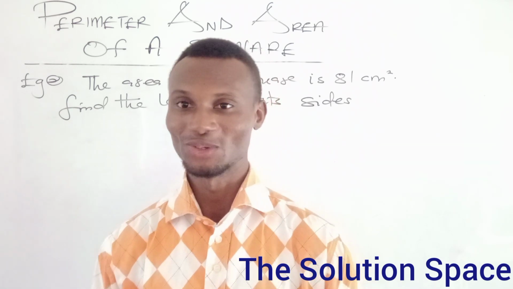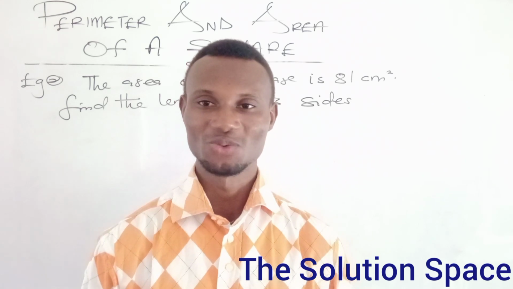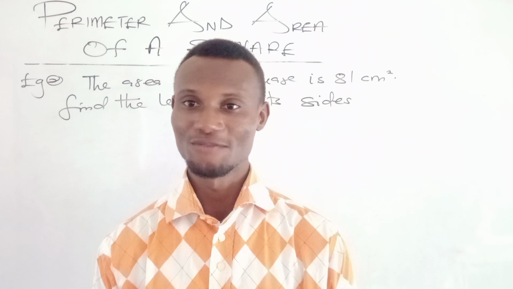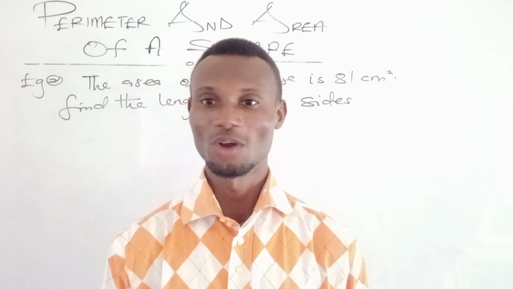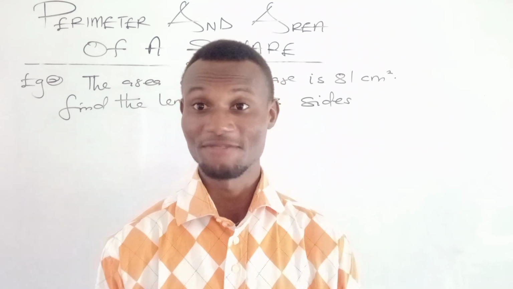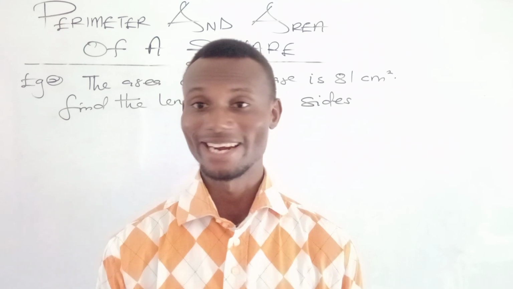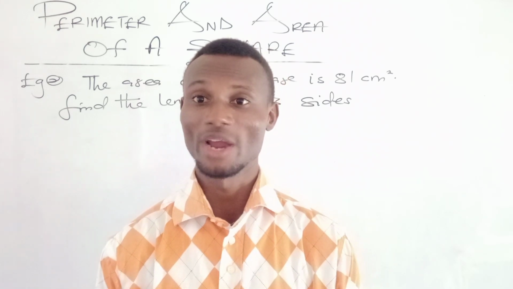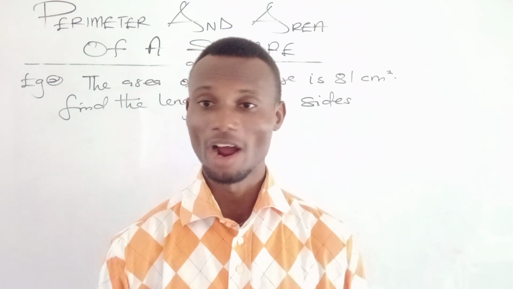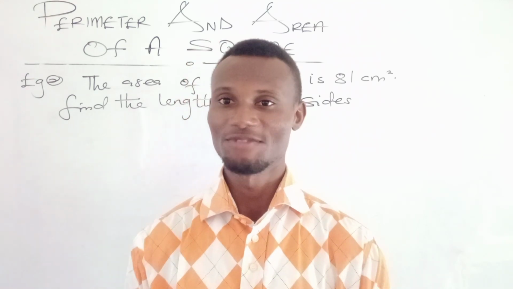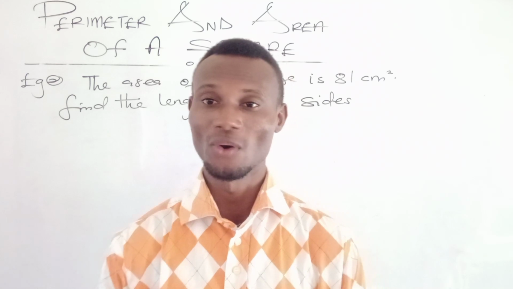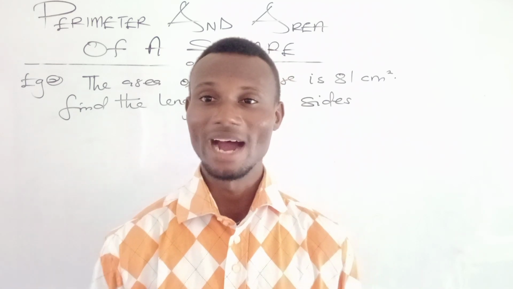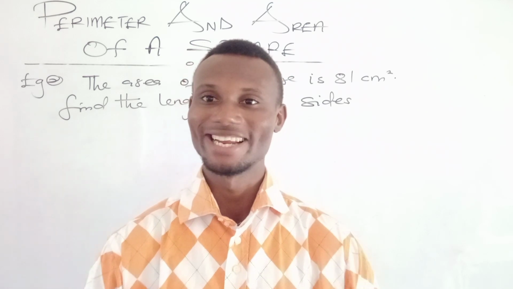In the previous videos, we started learning about the perimeter and area of a square, where we've solved some examples on it. In the first video, we did an explanation where we derived the formula for finding the perimeter of a square and also the area of a square. Then in the second video, we solved an example on the perimeter and area of a square, and I hope you understood it and you enjoyed the lesson as well.